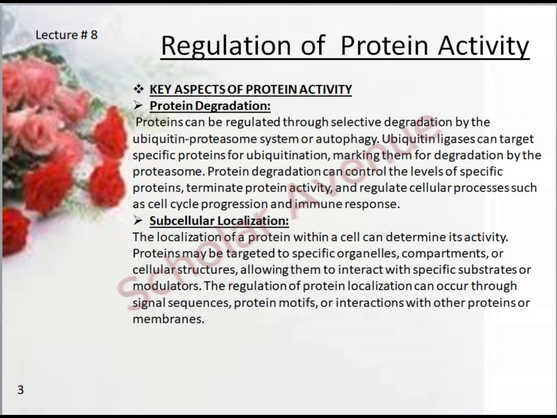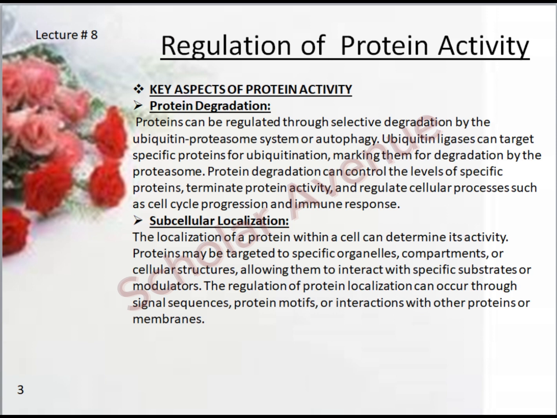Another is protein degradation. Proteins can be regulated through selective degradation by the ubiquitin proteasome system or autophagy. Ubiquitin ligases can target specific proteins for ubiquitination, marking them for degradation by the proteasome. Protein degradation can control the levels of specific proteins, terminate protein activity, and regulate cellular processes such as cell cycle progression and immune response. Let's discuss subcellular localization.